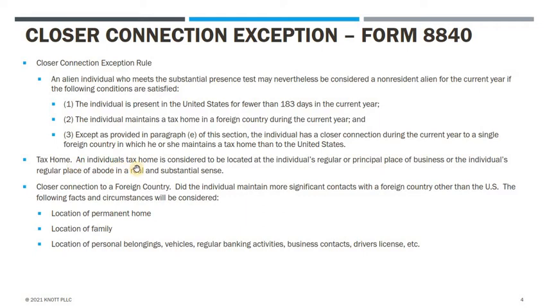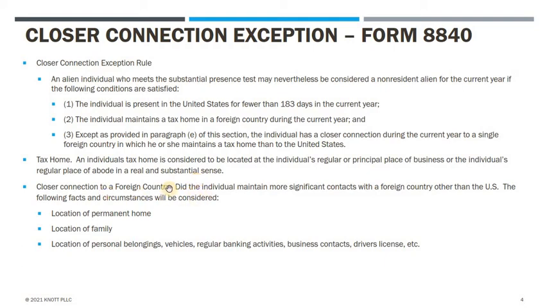Tax home for an individual is considered to be located in the regular place of business or the individual's regular place of abode in a real and substantial nature. Okay, so the principal place of business test is, if you're self-employed, right? So if you're self-employed, where do you regularly do business? Or if you're not self-employed and you're an employee or you're unemployed, let's say, where is your regular place of abode, right? And so in Hans's case, we're gonna try to show that Germany is his regular place of abode.